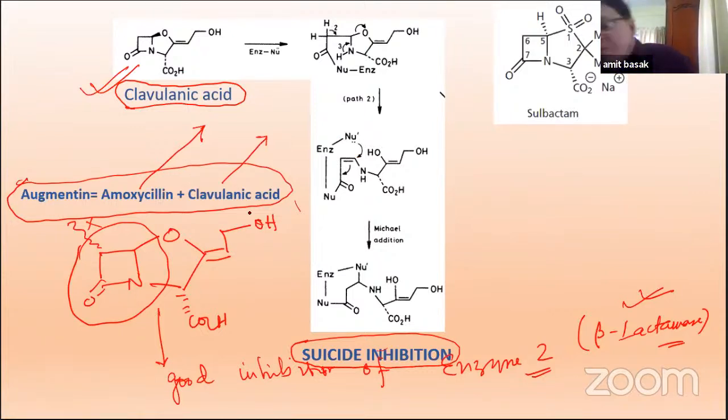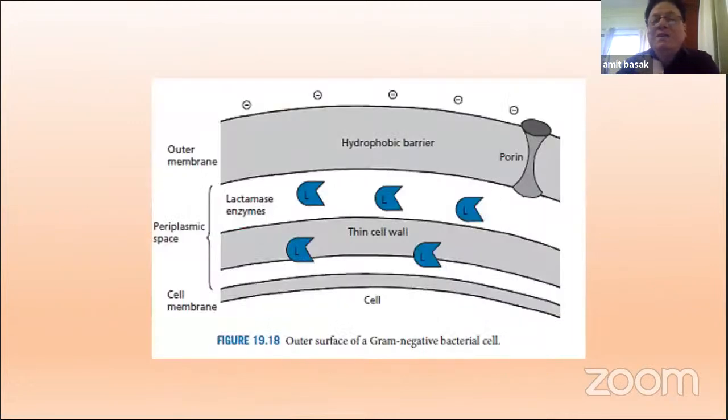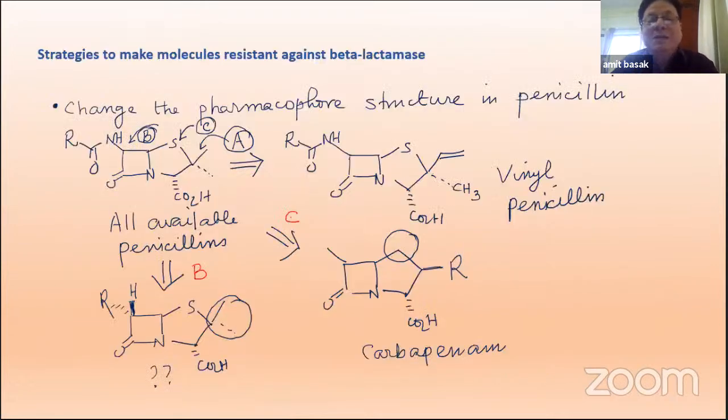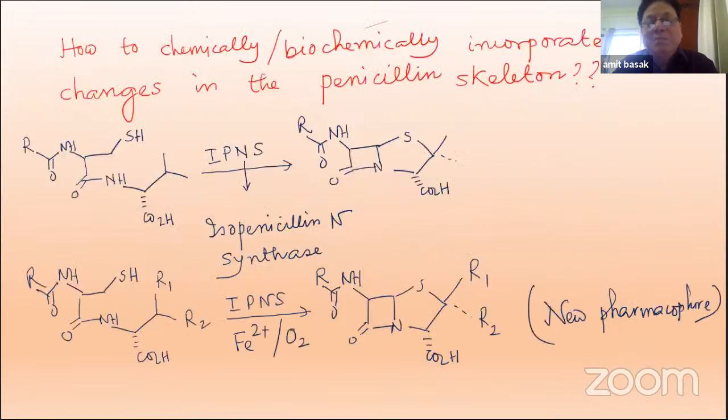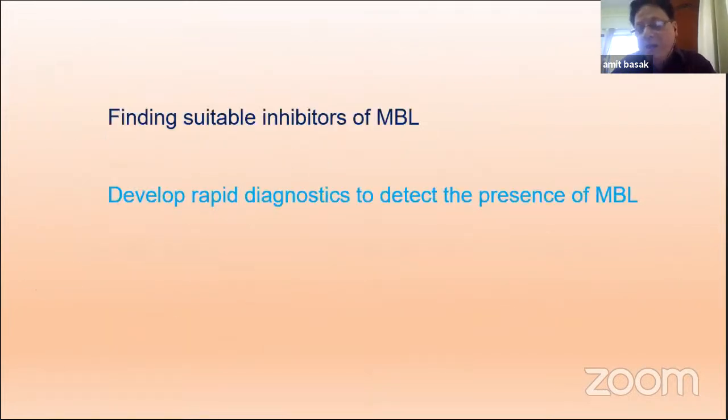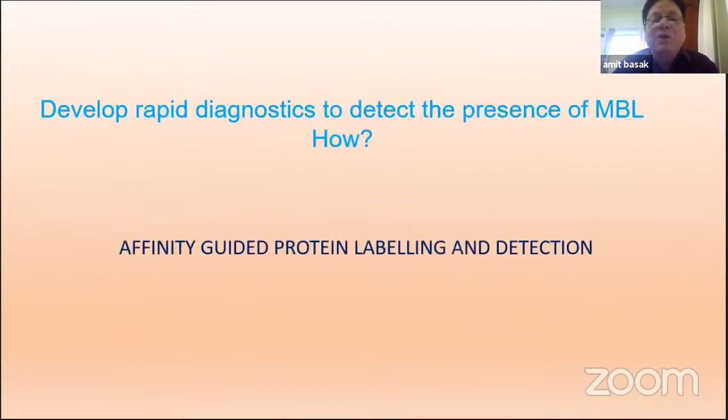Now, as I said, the bacteria will not sit back. They found that the humans have now come out with another molecule, clavulanic acid, which is killing enzyme 2. So let me change enzyme 2. Miss, I am talking on behalf of the bacteria. So they changed enzyme 2 by changing the hydrolysis mechanism.